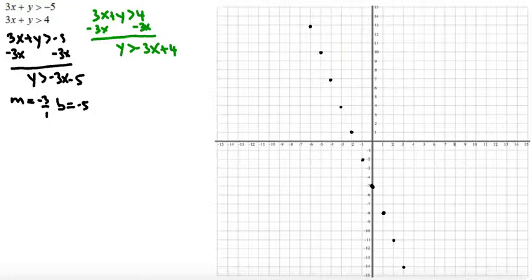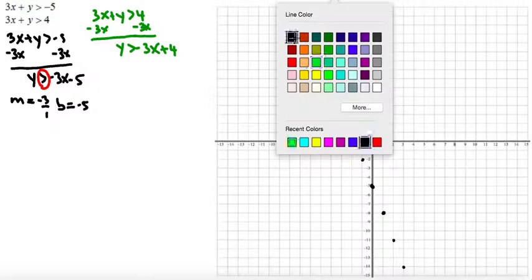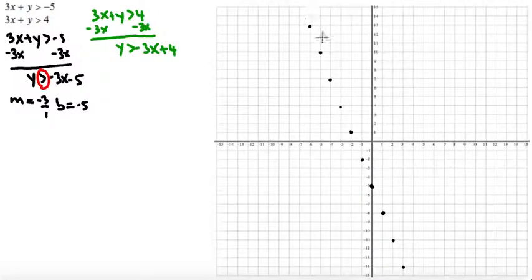And then since this inequality symbol is just greater than, I know that my line is going to be dashed, which means that the solution isn't going to be on this line.